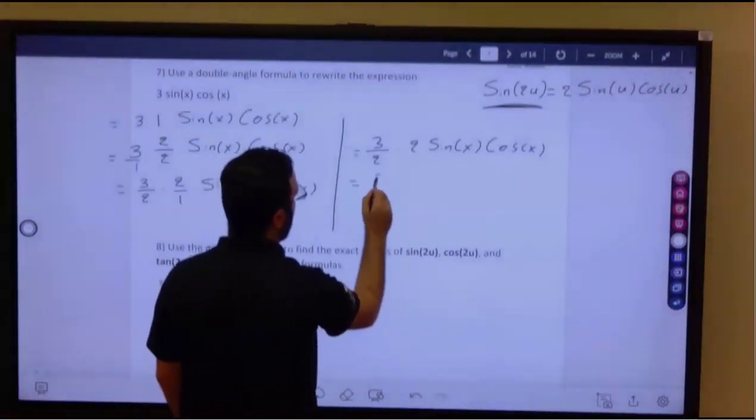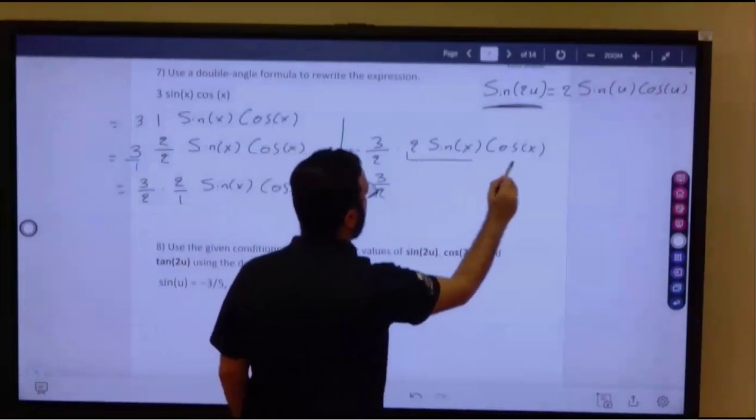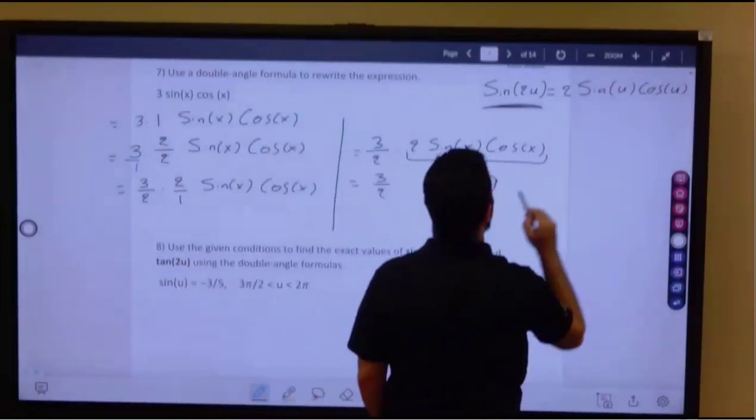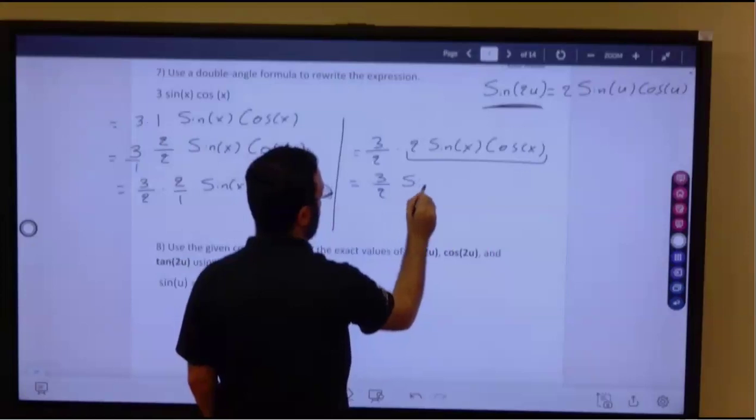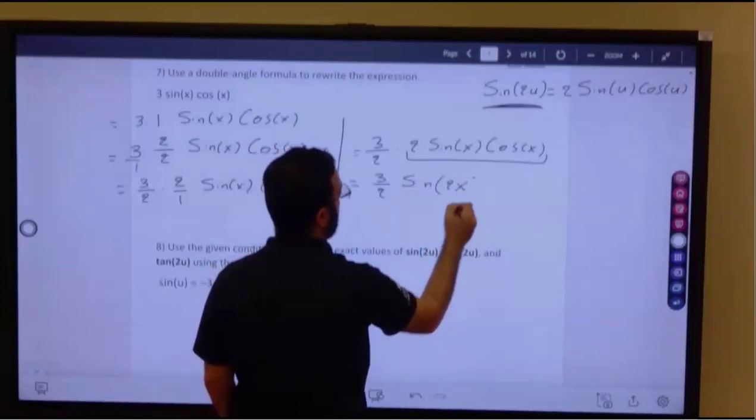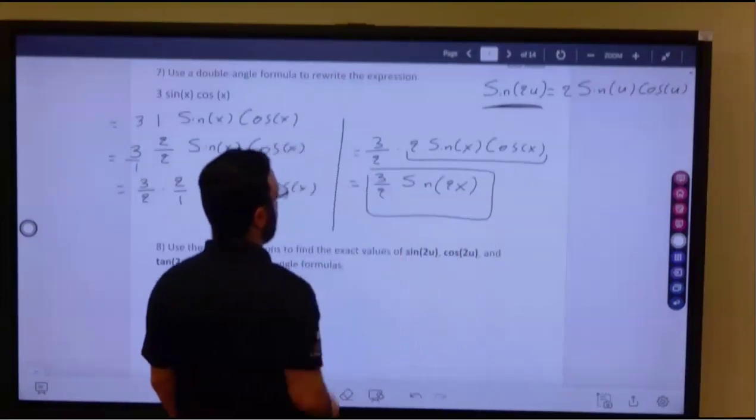In this case, it's equal to 3 over 2. The whole thing here is the formula. So 3 over 2 sine 2x. That's it. This is the solution for this example.